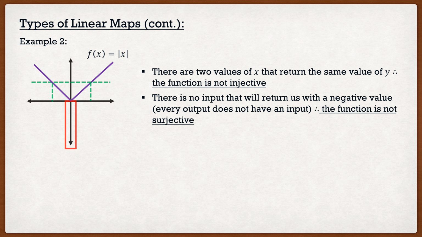Now, if we were to look at this function and ask, is it surjective, we can see that there is a whole range of outputs, in this case the negative region, that actually do not have an input. Let's say that I wanted the output -5. There is nothing I can input into this linear map that returns me that output. So in this particular case, we also say that the function is not surjective. So hopefully by now it becomes a little bit more clear what type of linear maps we are dealing with.